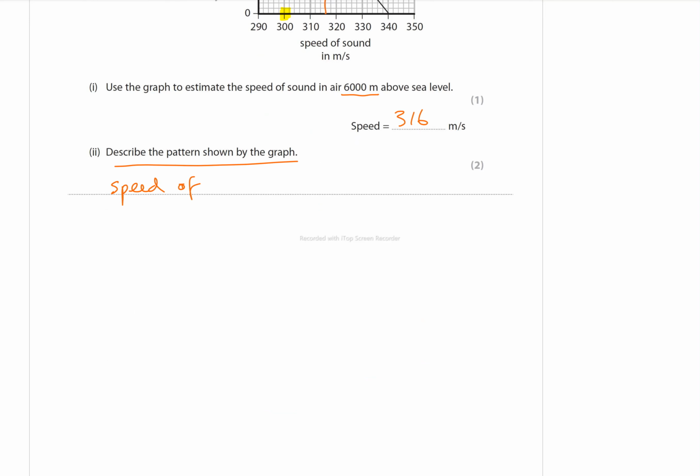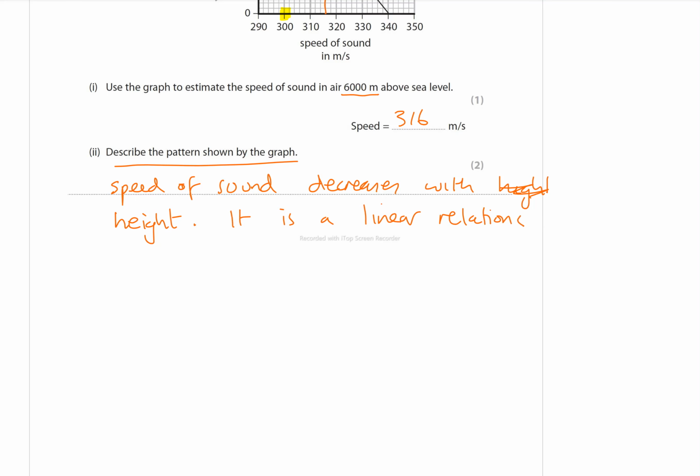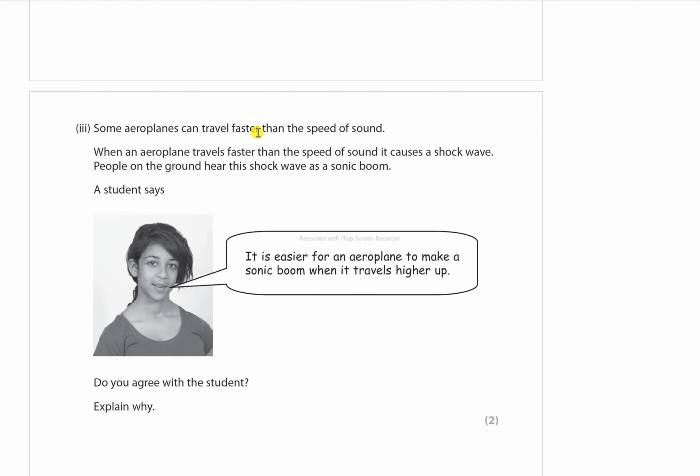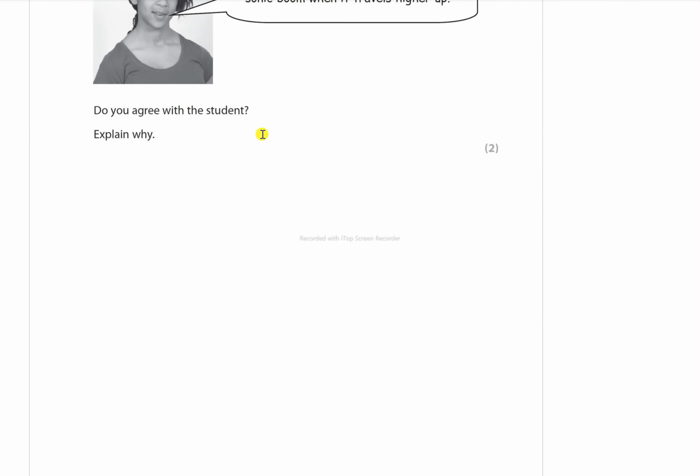Speed of sound decreases with height. Did I write height like that? I can't believe I did that. Height. It is a linear, as in straight line relationship. Linear relationship. There you go. Yeah, when's this gonna end?